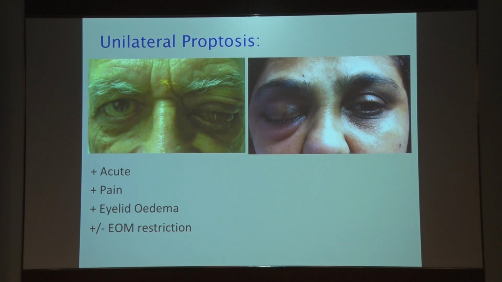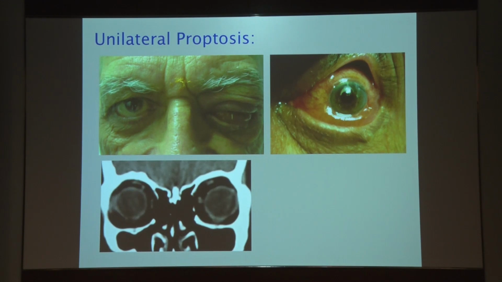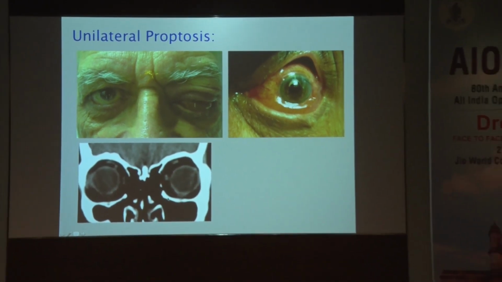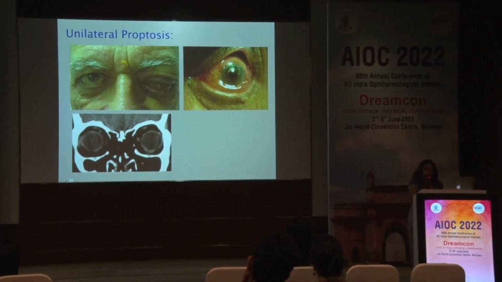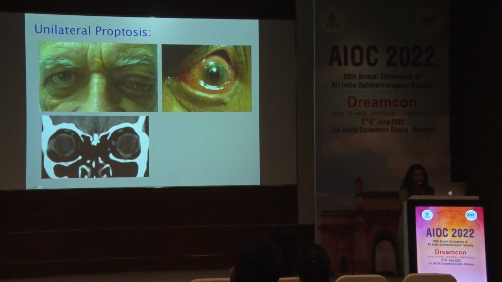So we're starting with adults. Unilateral proptosis, yes, it's acute, it's painful. There's eyelid edema, there's a little bit of extraocular muscle restriction. So let's take the first patient. That's his eye. There's proptosis, eyelid edema, chemosis, a little bit of congestion, but this is the CT scan. Is there anything? Looks pretty normal, right? Do you think there's something in the CT? It's not a trick question, there's nothing.